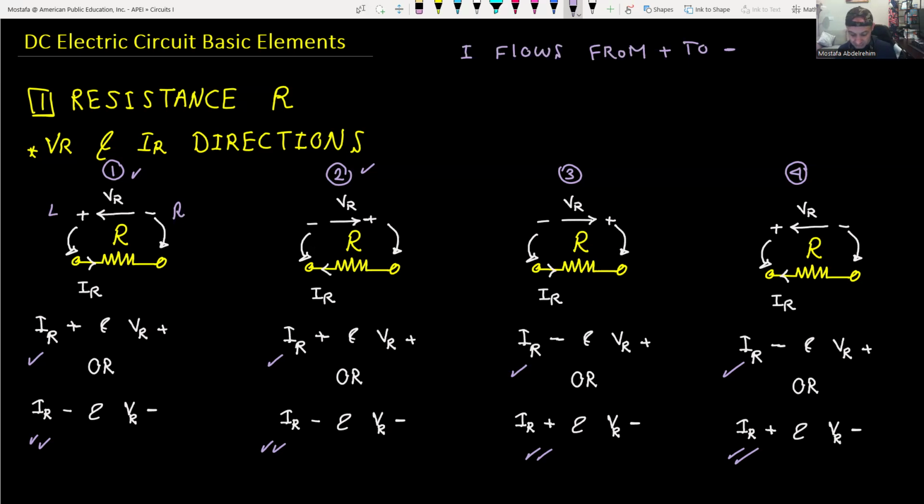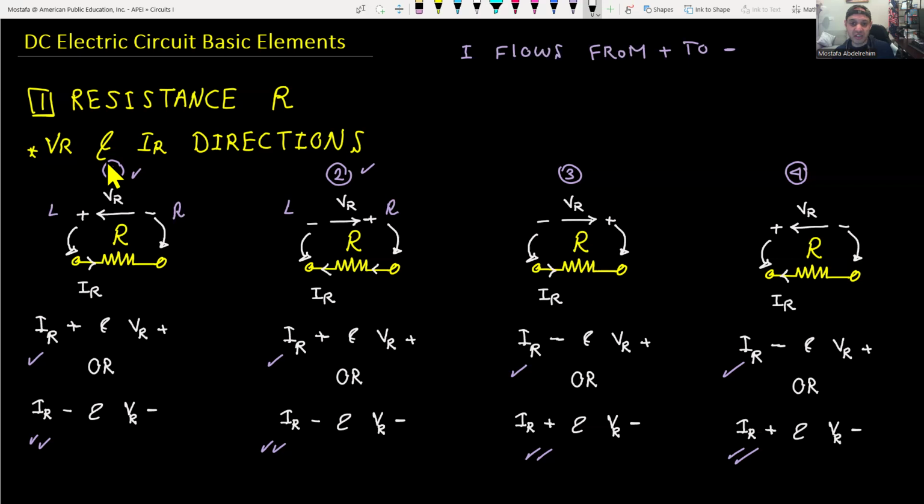Okay? Same here in combination 2. As you see here, the current is going from right to left. Why? Because the positive of the voltage is on the right and the negative of the voltage is on the left. That's why the current is going like that. Okay, from right to left, from positive to negative. So I want you also to do that.